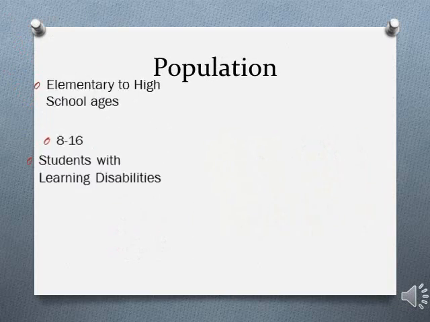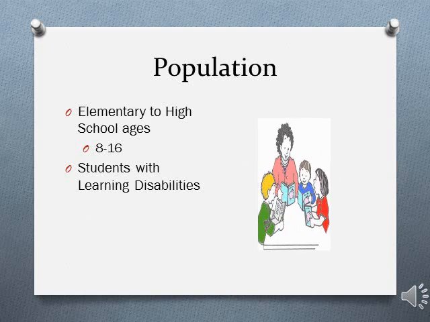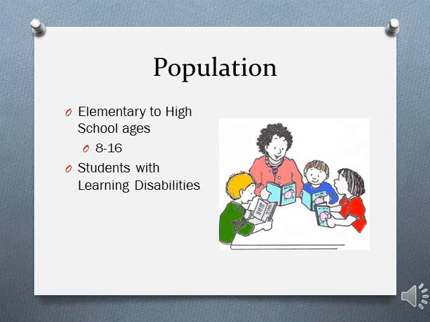The participants in these studies range from elementary age students to high school age students, 8 through 16. All participants were also students with a type of learning disability. Uberti et al. works with 3 third-grade classrooms, which all of the third-grade classrooms each had 4 students with what were identified as a learning disability.